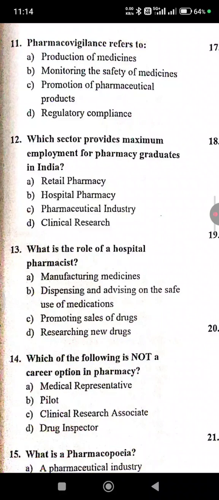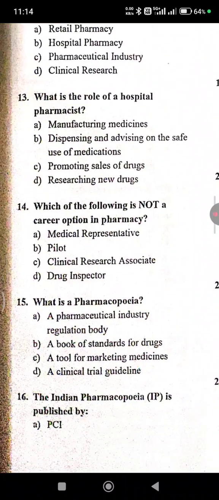What is the role of a hospital pharmacist? Manufacturing medicine is not it. Dispensing and advising on the safe use of medicine, yes, that is the right answer. Option B, promoting sales of drugs, not. And option D, researching new drugs, not. Dispensing and advising on the safe use of medications is the right answer, option B.